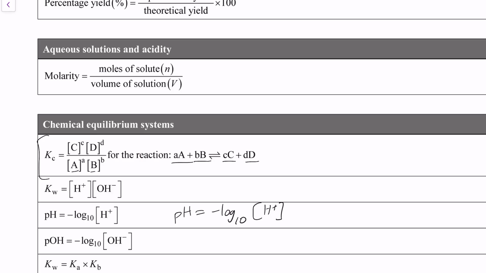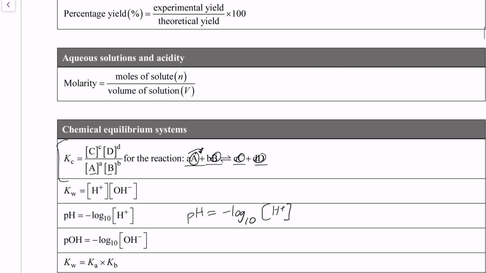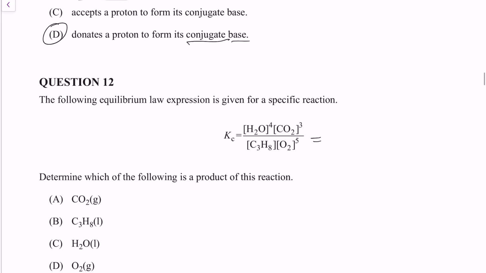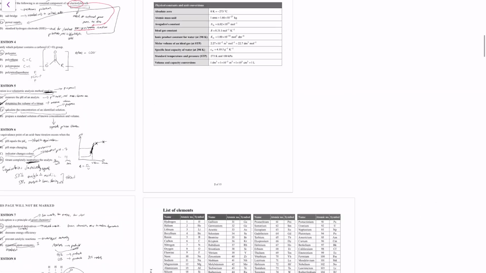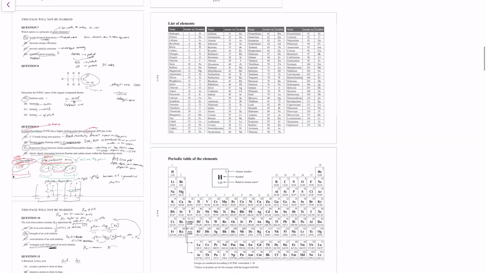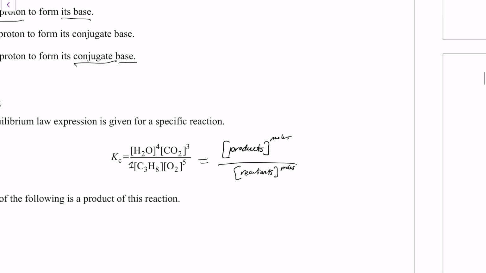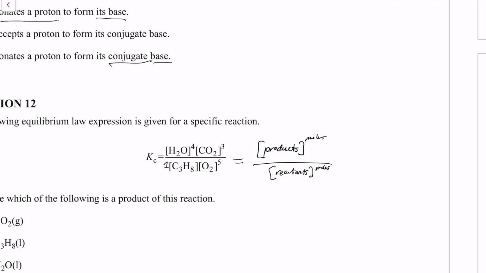So we can see that we're just taking the concentrations of these capital letters and raising them to the power of the number of moles in front. Essentially, if we have the concentration of products to the power of moles for each of those products, multiplied together, and then the reactants, same thing, number of moles, then we can see that we have the top part of the fraction as our products, all right?